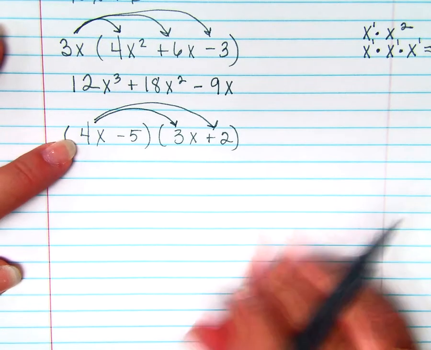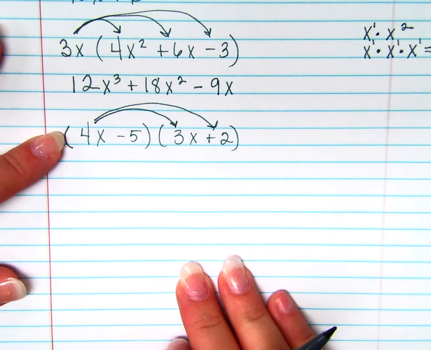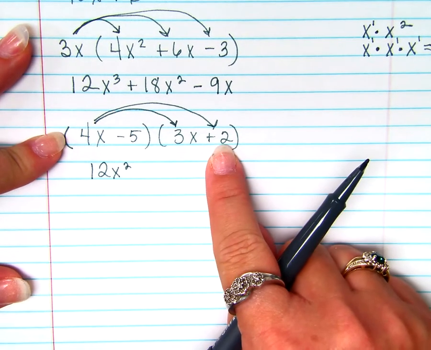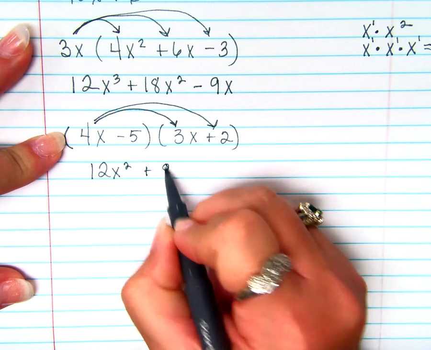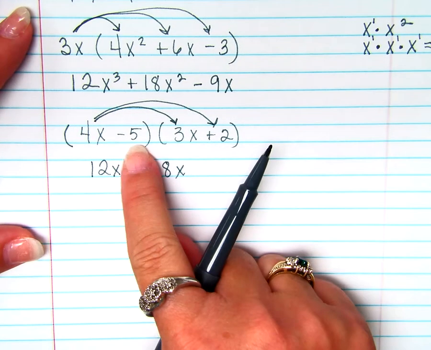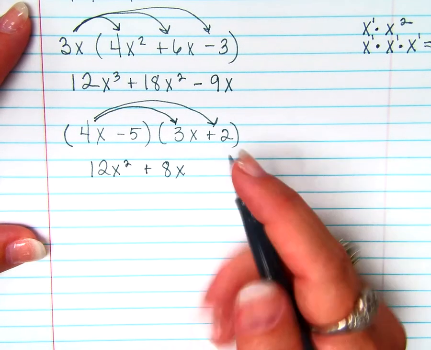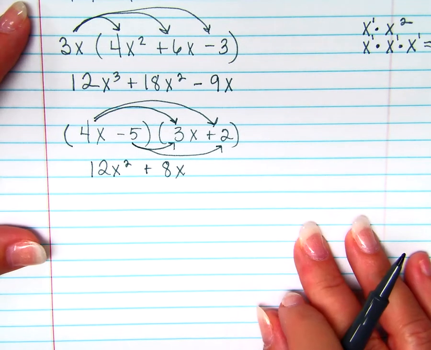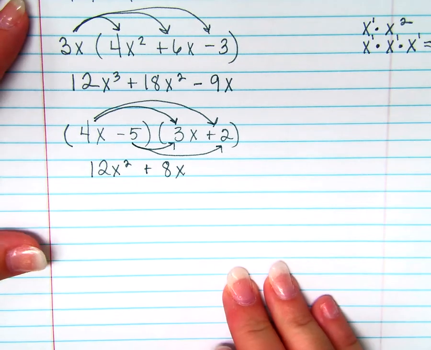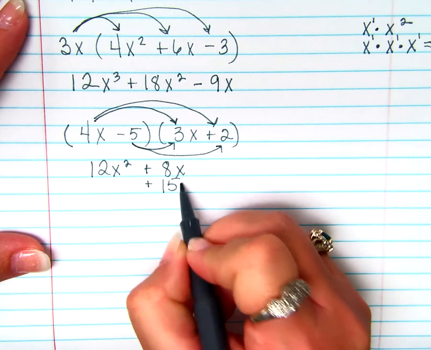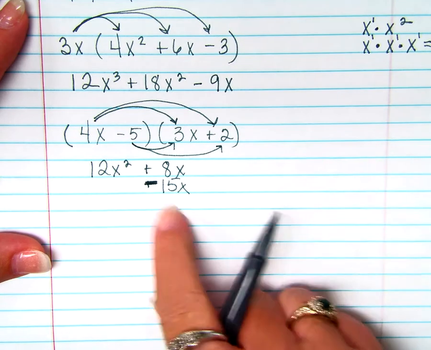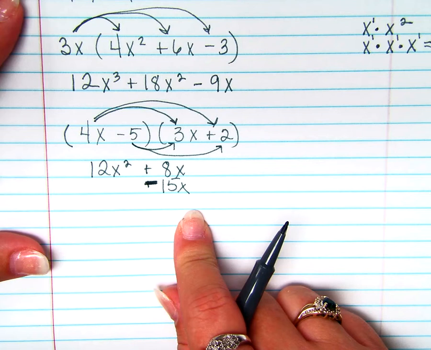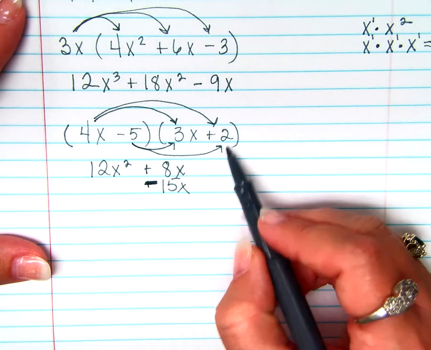The 4x. So what is 4x times 3x? 12x squared. What is 4x times 2? Plus 8x. Okay? Then I have to do the same thing, except this time with the second term. The second term times this first term, and the second term times this second term. What is negative 5 times 3x? Now I'm going to write it right here. Why am I going to write it right here? Because I've got to combine them in a minute, and I want to keep them close to each other so I remember what to combine. Okay? So what's negative 5 times 2?